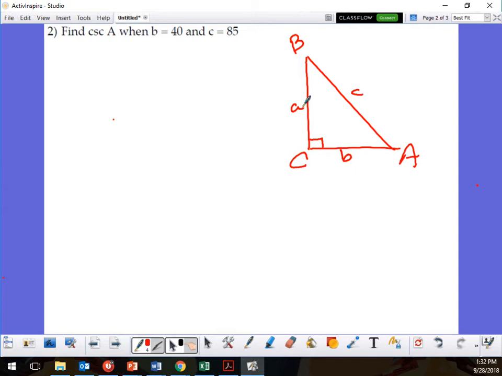Now, since I put everything where they go, little a is opposite big A, little b is opposite big B, little c is opposite big C. So now we have little b is 40, little c is 85, and it's finding cosecant of A. So A is going to be my reference angle no matter what. 75. So that's the reference angle.